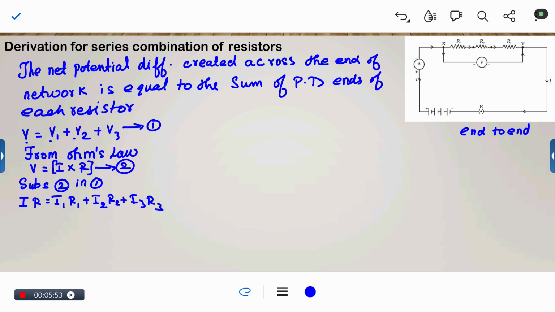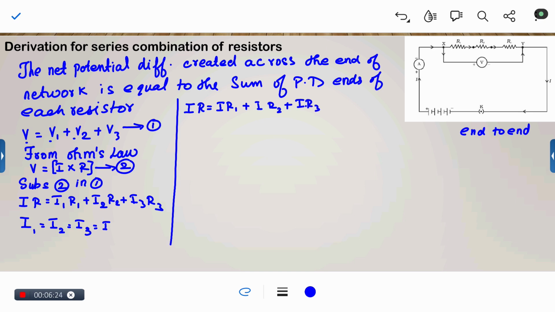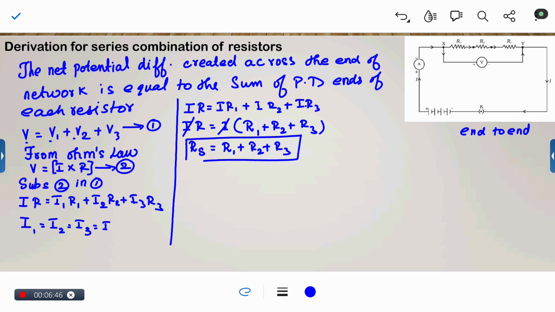Clear? Good. In the starting itself I said in series combination the magnitude of current is going to remain the same. Since we don't know the magnitude, we can assume it as I. So in place of I1, I2, I3, we substitute I. Then the formula rearranges as IR is equal to IR1 plus IR2 plus IR3. In these three, what is common on the right hand side? I alone is common. Take that outside. Remaining, R1 plus R2 plus R3. So I will get cancelled on both sides. Remaining, R is equal to R1 plus R2 plus R3.